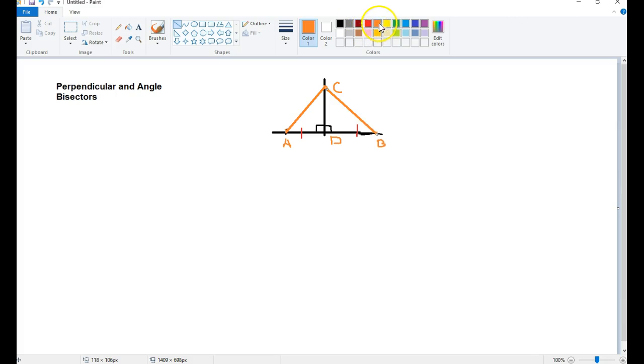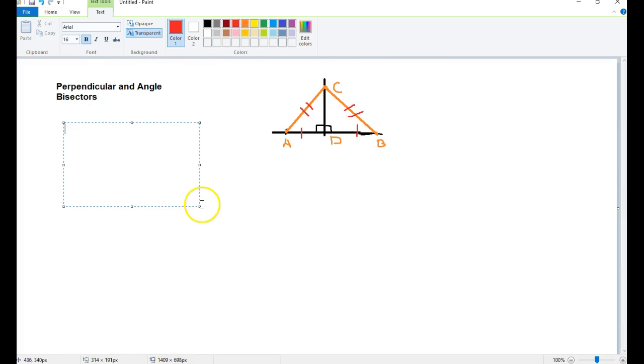Now what we can also do, since we've shown that these two triangles are congruent, that means these two sides would also be congruent. So when we have a perpendicular bisector, we're going to have to make sure that these lines here are congruent. So we're going to be able to show that CA is going to be congruent to CB, or CA is equal to CB.